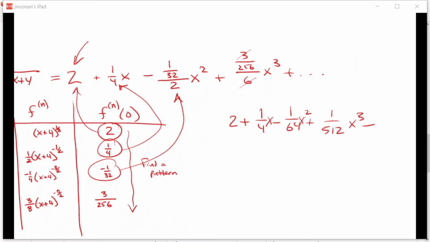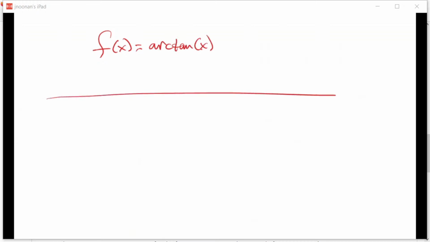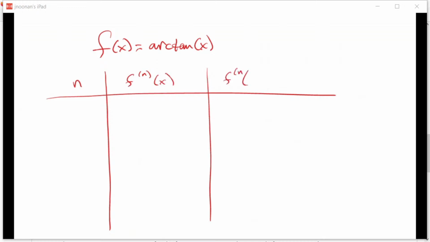So let's try arctangent. I know, you know it's one of my favorites. So let's start with arctan. And so make your table. That's step one. In, f of n, and then f of n of 0. Okay, so f of x, arctan, starting out. And then I'll do this one for you. The arctangent of 0 is 0.